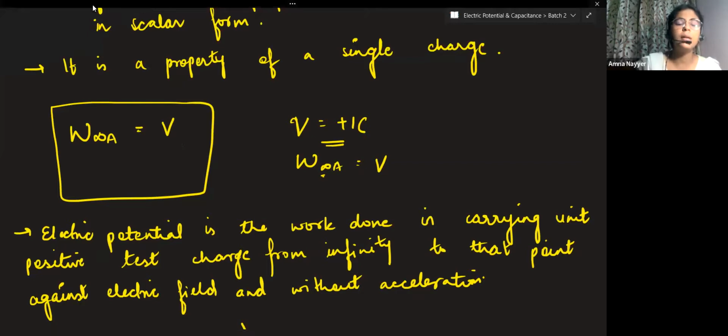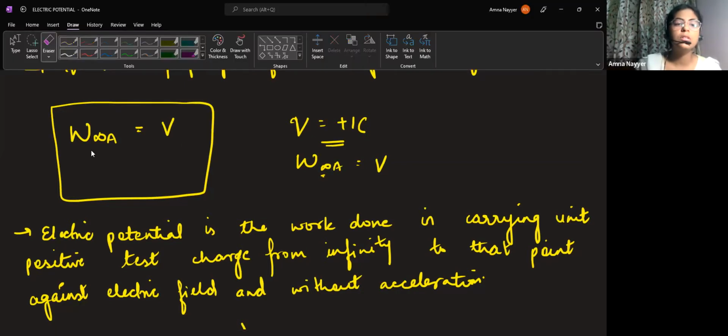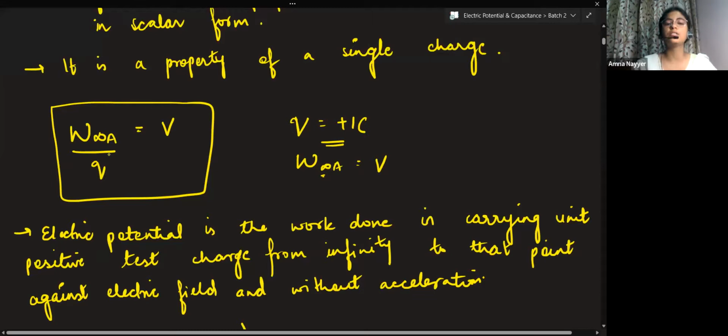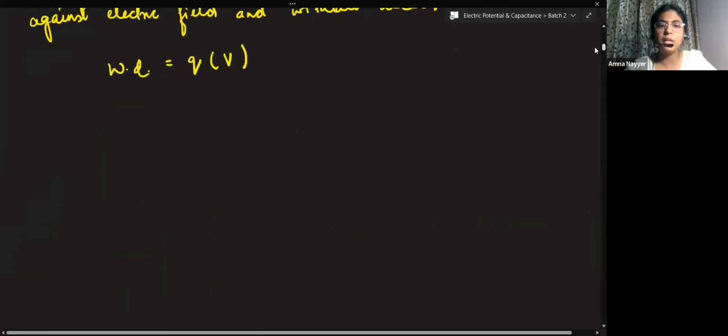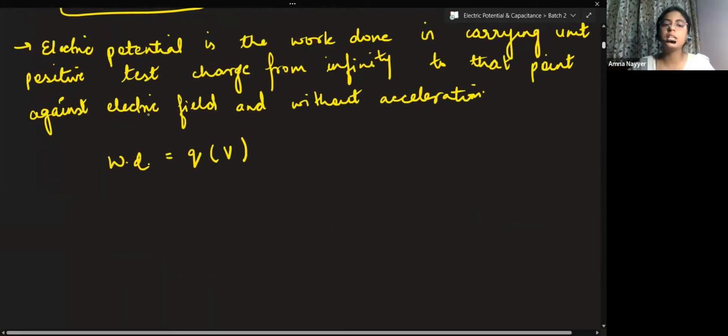Because we are calculating potential, work done we know. So it's work done for this charge, no? So Q won't come on this side. It will be the work done for carrying this charge from infinity to point A, so work done for this test charge. Just note this down, make this correction. Now see, work done will be charge multiplied by potential. Why? Potential is work done by charge. So mainly these formulas will get utilized.